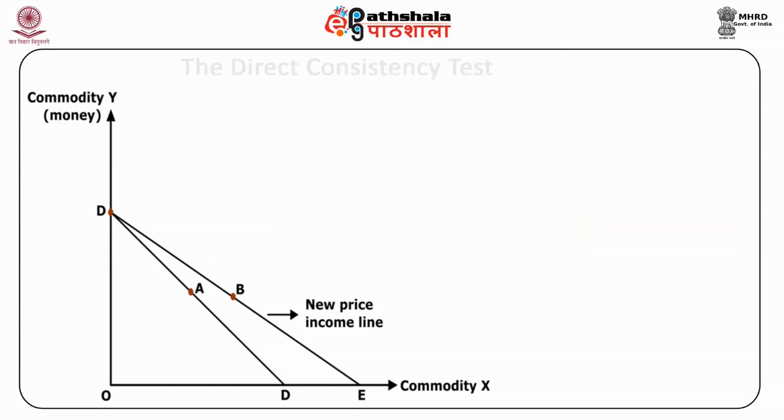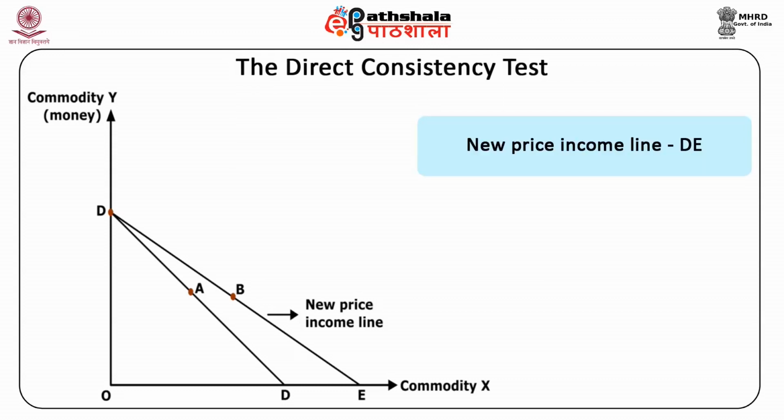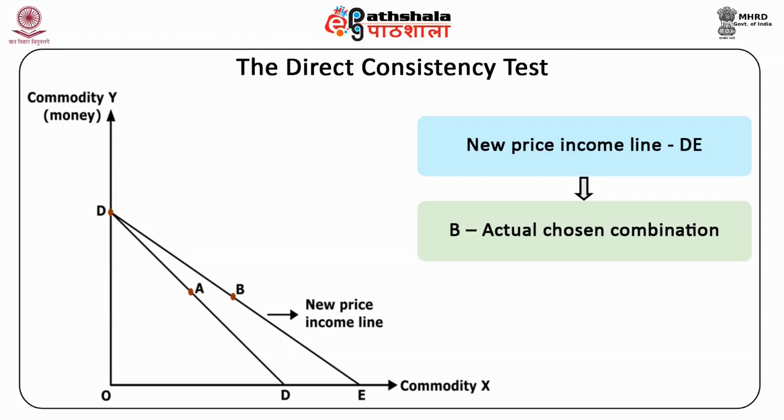Now, let us take a new situation, that is, a new price income situation. The alternative combinations that are available to the consumer are represented by the points on or under the triangle shown by the new price income line. Suppose B is the actually chosen combination in this new price income situation. We have also assumed that the consumer is acting according to an unchanged scale of preferences in both situations, new and old. The preferences of the consumer in both situations must be consistent with each other.